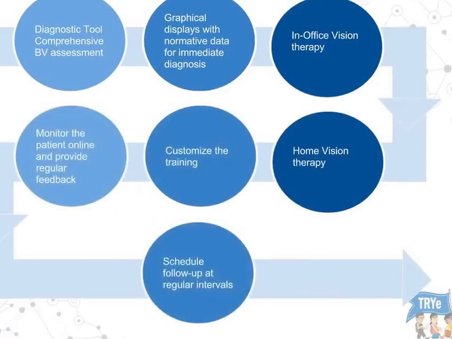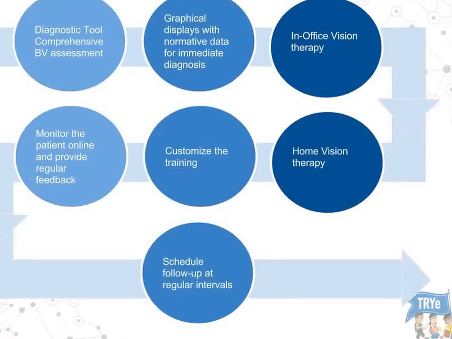When you log into TRYe, you first go into the diagnostic module and do a quick BV assessment, probably within 10 to 12 minutes, and then you get to know what the patient has. So you are already able to diagnose the problem of the patient by doing a quick comprehensive BV assessment on a technological platform. Then you will get graphical displays that not only you but also the patient can see, and then compare themselves with what is expected and what is achieved, thereby giving you the diagnosis.